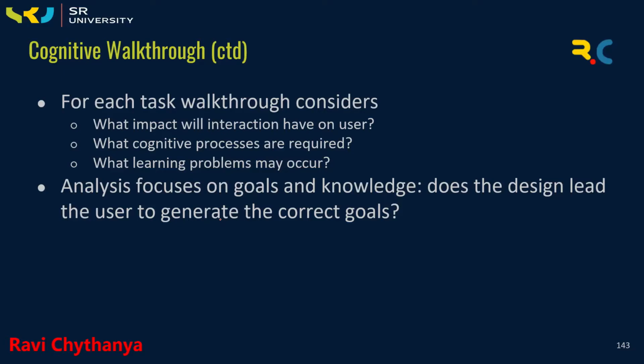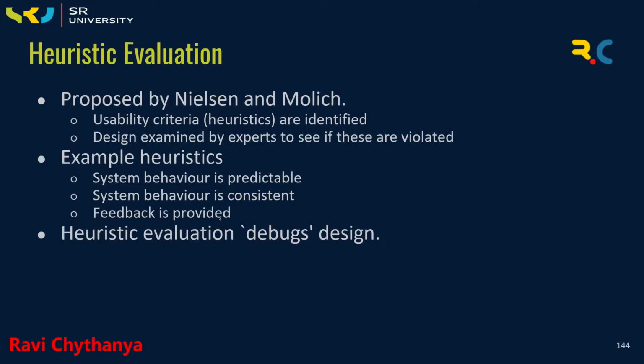And the next thing we are going to discuss is the heuristic evaluation. This was proposed by Nielsen and Molich. The heuristic is nothing but a criteria. The usability criteria are identified before examining by the experts, and the design is examined by experts to see if these criteria are violated.